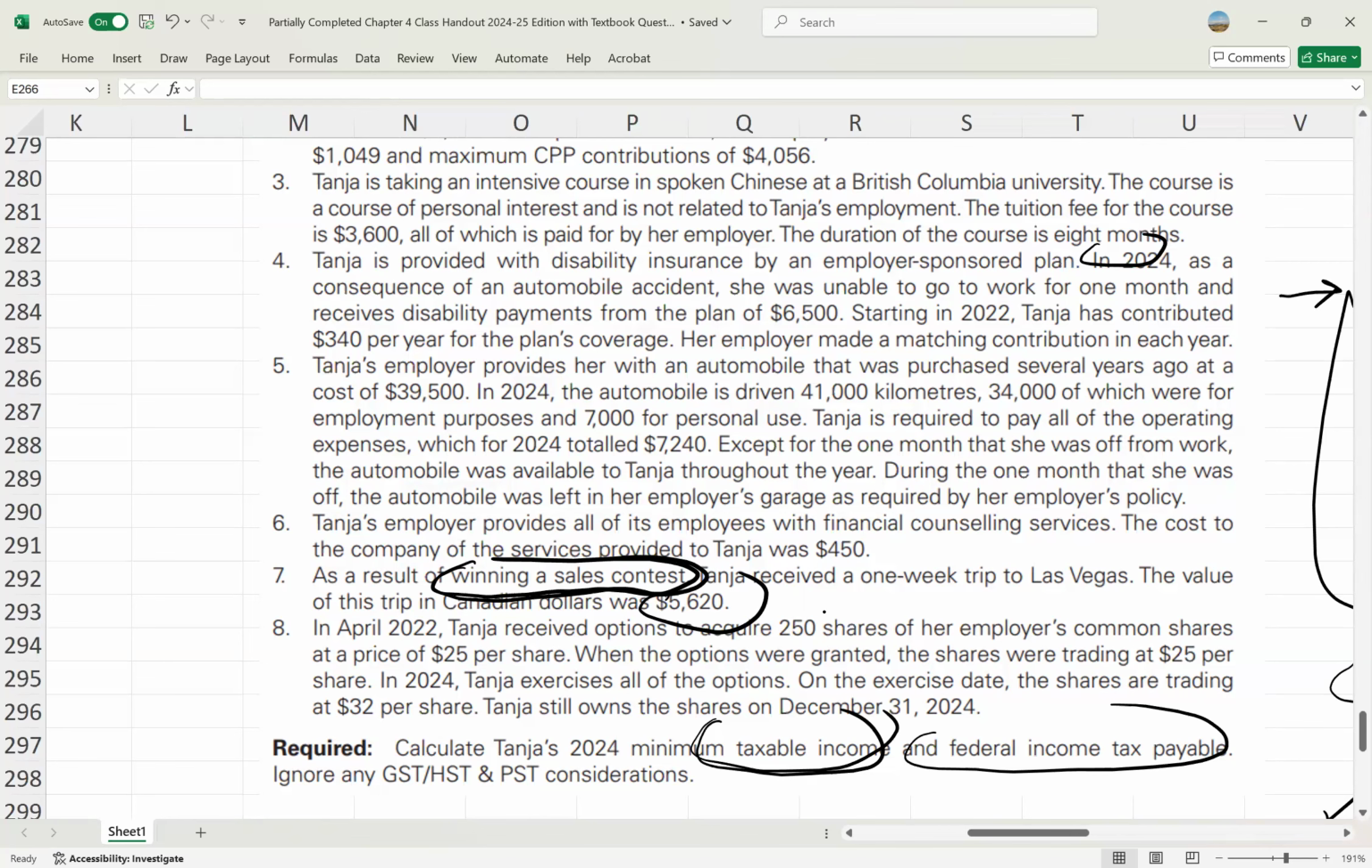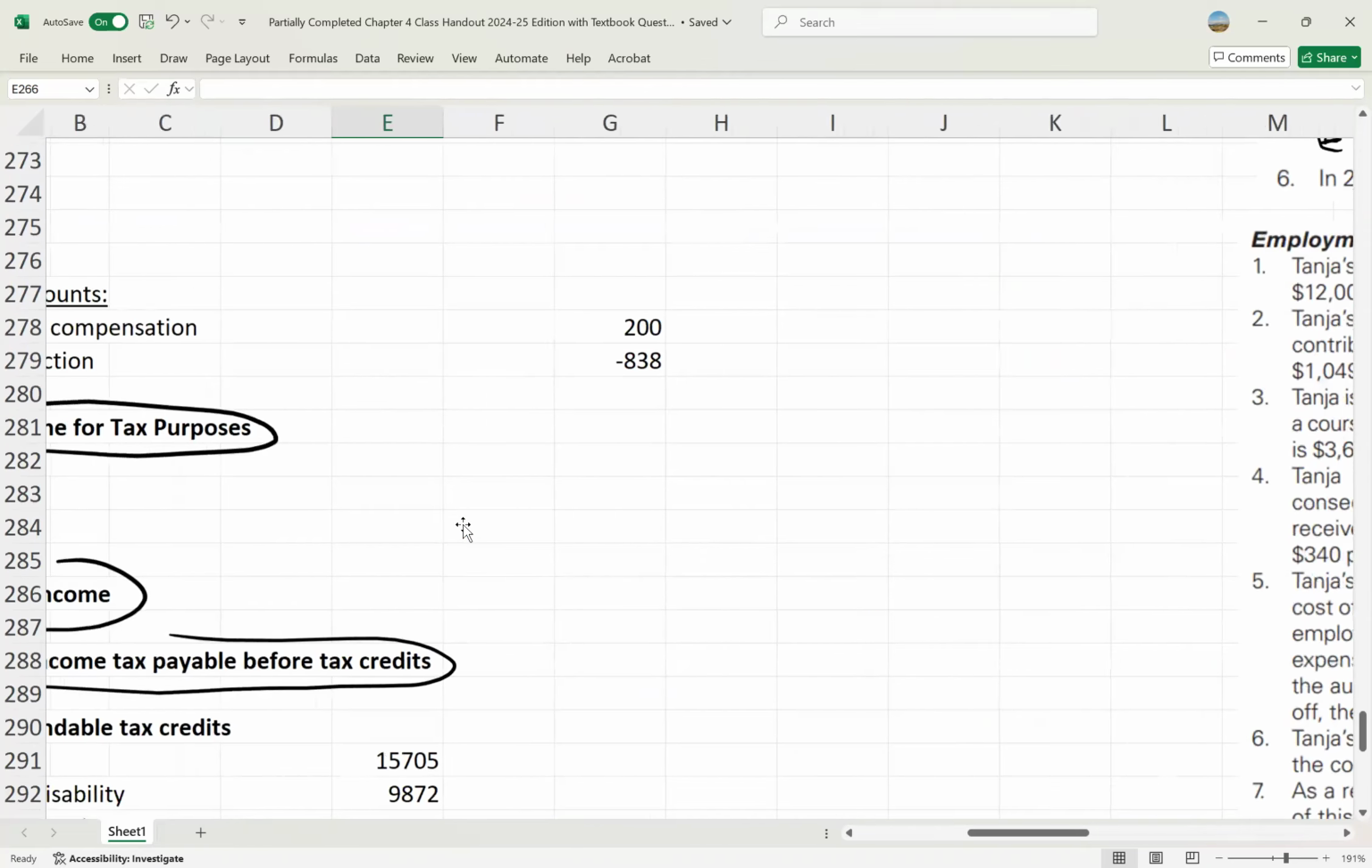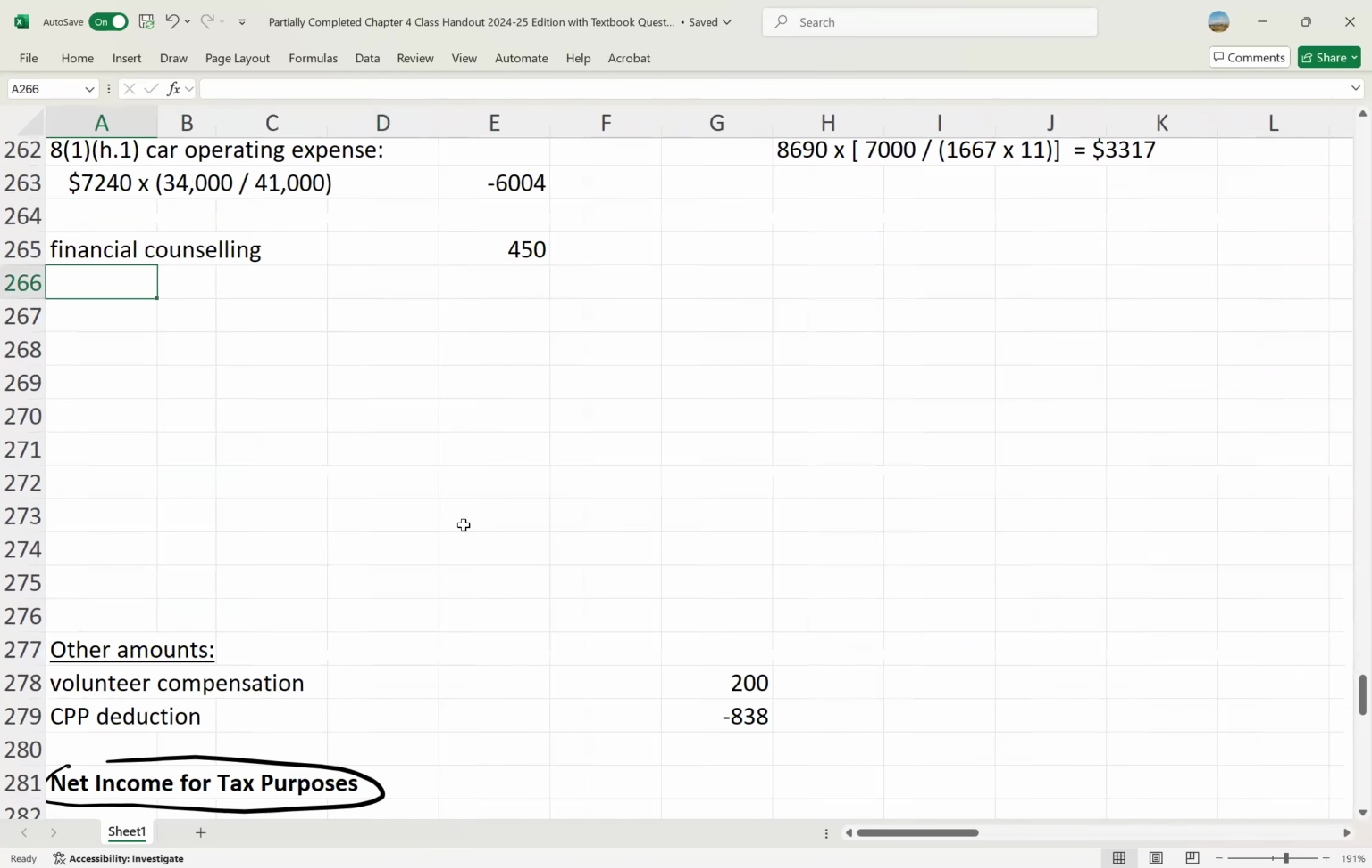She won some sort of sales contest because she was probably the top salesperson or hit a certain number of sales for a particular period of time. Because it was performance related, even though this is non-cash, the full amount is a taxable benefit. So that 5,620 value of the trip would have to be added to her employment income.